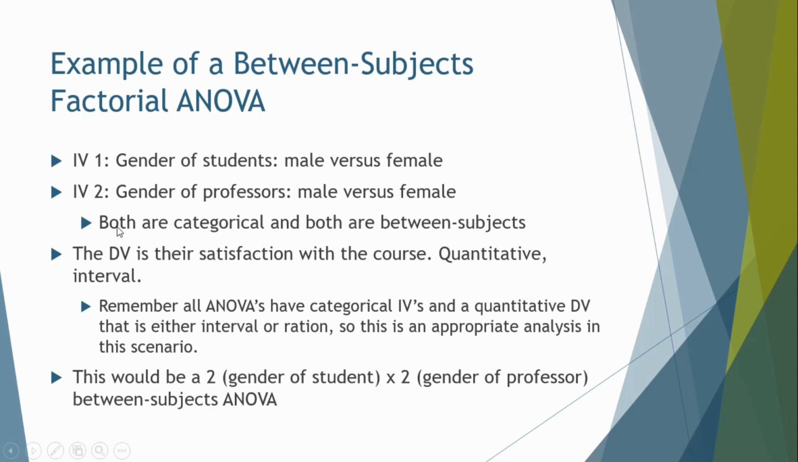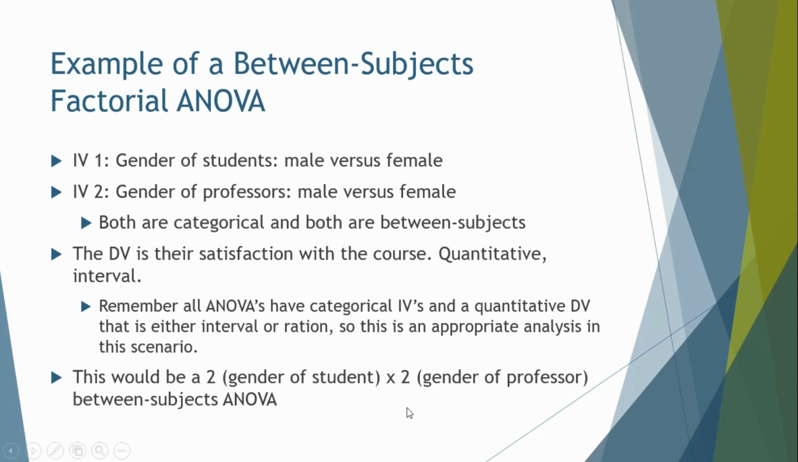Both of those are categorical and between subjects, okay? Because we had one student rate one professor, okay? And that professor could be either male or female, and then the student themselves could be either male or female. It was different groups for both IVs. And then their DV is the satisfaction with the course, which is quantitative and interval. So this is a 2 by 2 between subjects ANOVA.